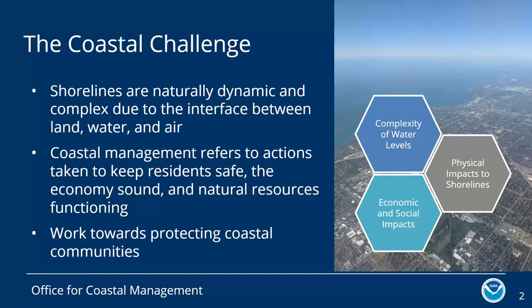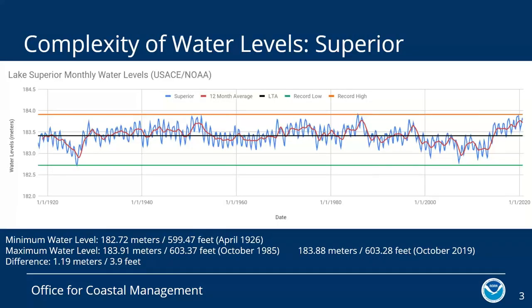The way we look at it is there's the complexity associated with water levels and understanding what those changes to Great Lakes water levels mean to our coastal communities. Obviously there are the physical impacts we see, such as erosion and coastal flooding. But then there are also the economic and social impacts associated with these changes in water levels as well. And I know everybody's been presented with a bunch of graphs, and why not add a few more?